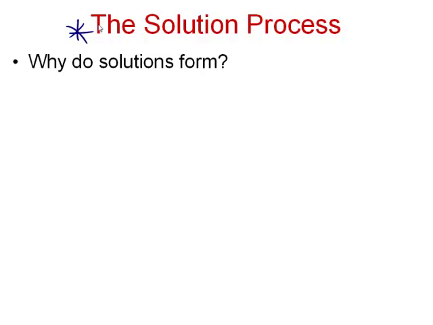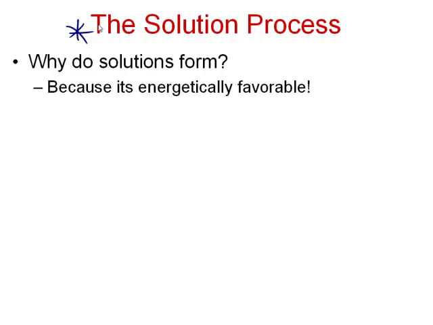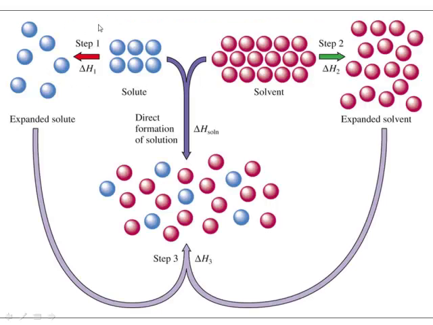So here we go. Let's talk about the solution process and how solutions form. Now, the question you may have had before we studied Chapter 14 is, well, why is it that solutions form? And the answer to the question, why does anything happen in chemistry, is because at the end of the day, it's energetically favorable. If we think about the solution process, that can be explained using this diagram right here, like we saw in class.